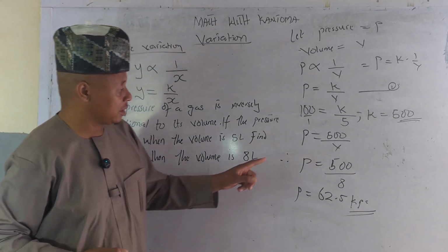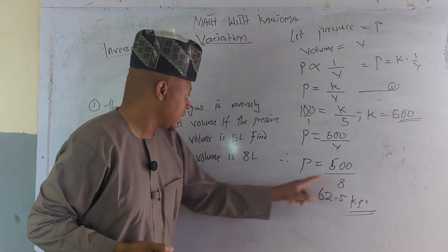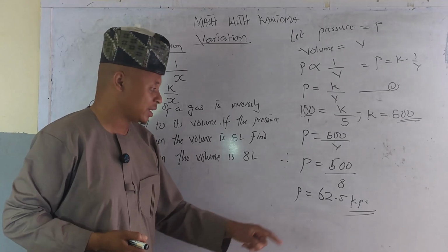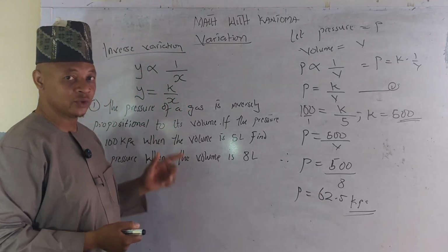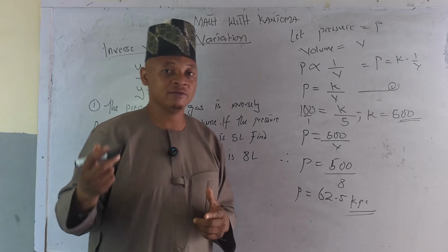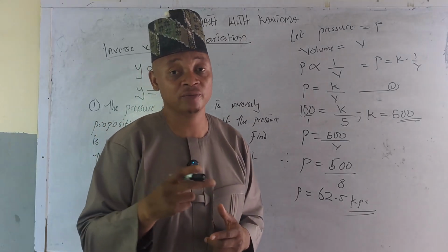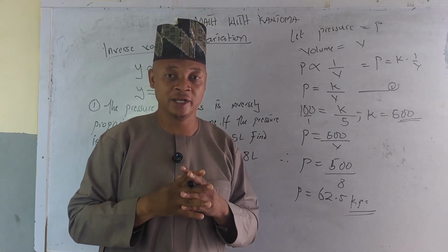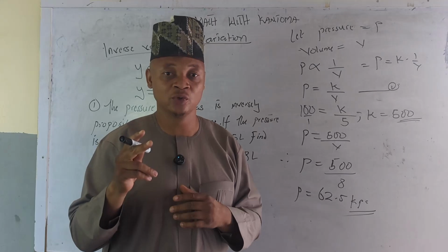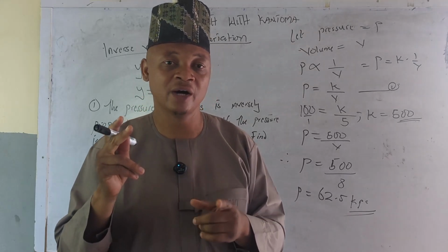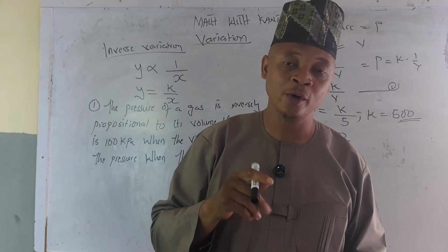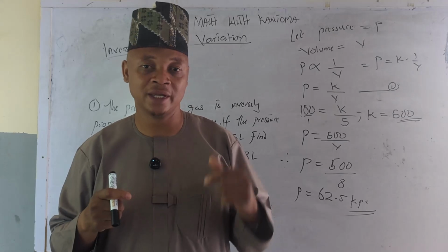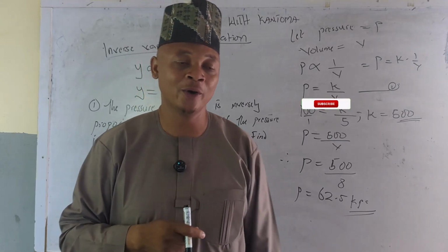So now if you look at this, the volume now is 8. It has increased from 5 to 8. So definitely if it increases, then the pressure will be decreasing, and the pressure decreases from 100 to 62.5. So the relationship between the two variables, the pressure and the volume, is an inverse relation, meaning the value of the pressure will be increasing if the value of the volume is decreasing, or the value of the pressure will be decreasing if the value of the volume is increasing. So that is it on inverse variation.